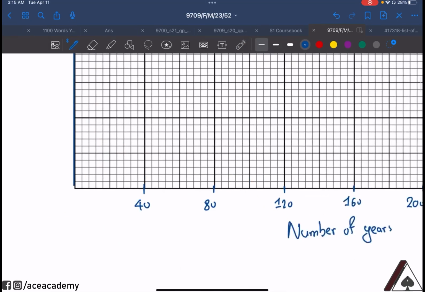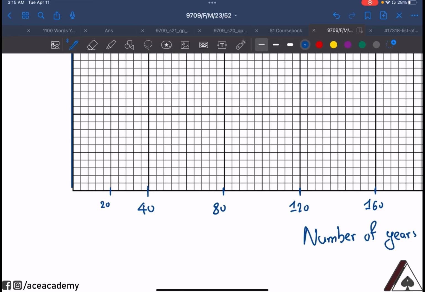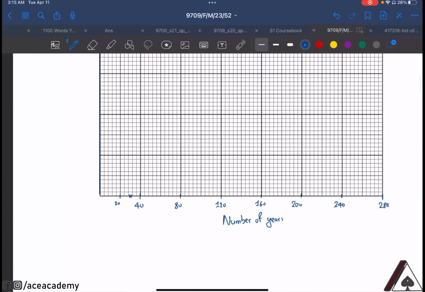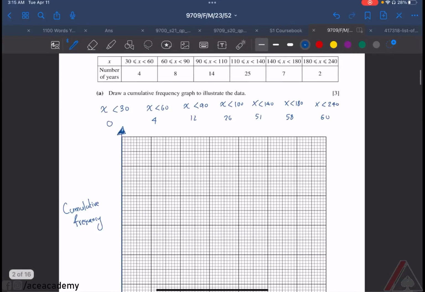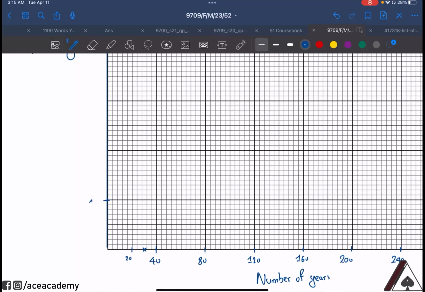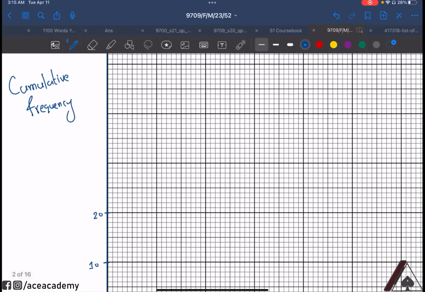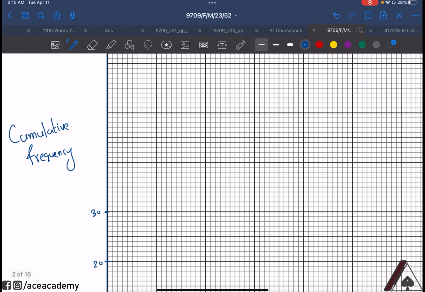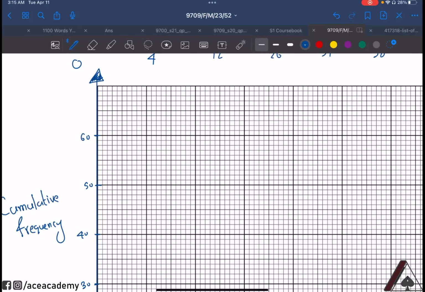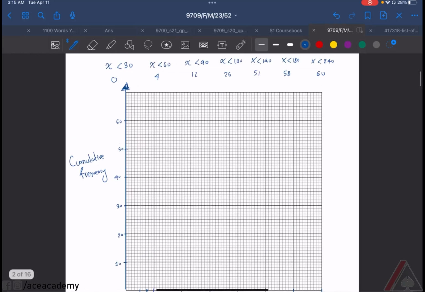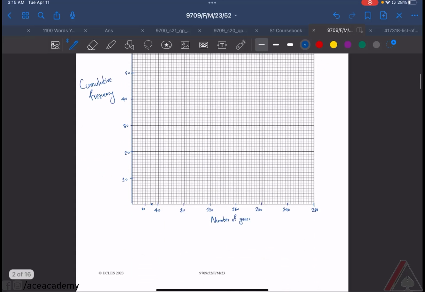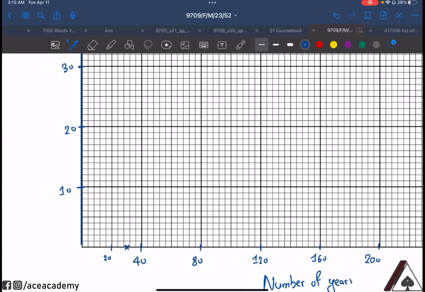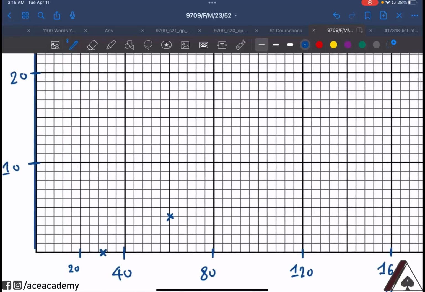So 30, 0. Let's draw 30, 0. So this must be 20, and this must be 30, which is the midpoint of 20 and 30. Okay. Oh, we forgot to draw the scales for cumulative frequency. All right. So it's going to be 10, 20, 30, 40, 50, 60. Okay. 60 is going to be more than enough for us. Okay. So 30 and 0. This is this point. Then 60 and 4, which is this point over here.